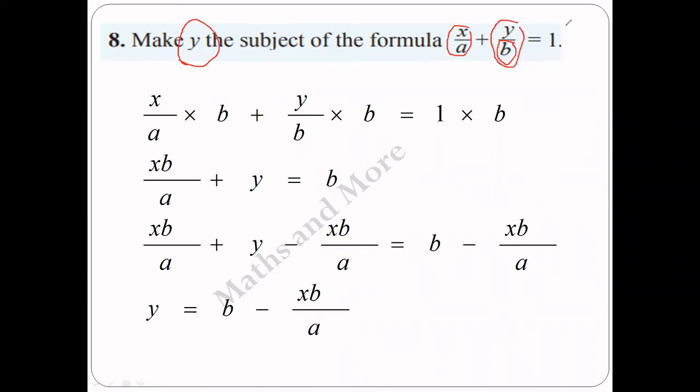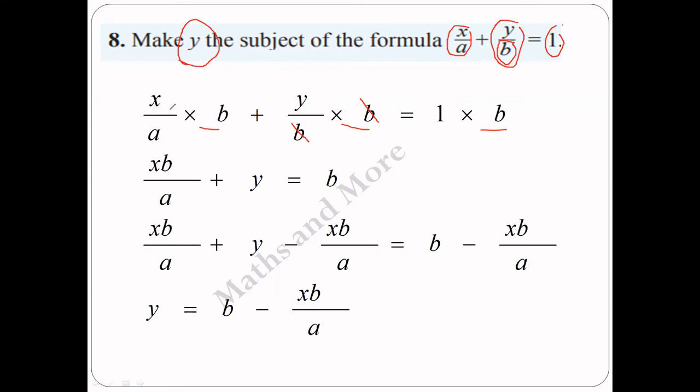And there is a right hand side also. So all the 3 terms should be multiplied by B to remove this denominator B. So I multiply all the terms by B. When you multiply this side by B, you can cancel out this B with this B. Then only Y remains here.